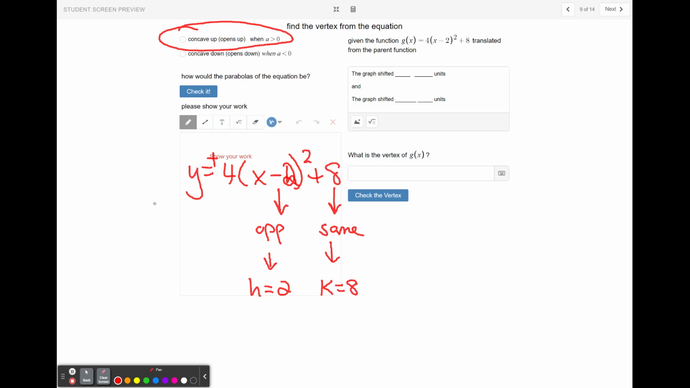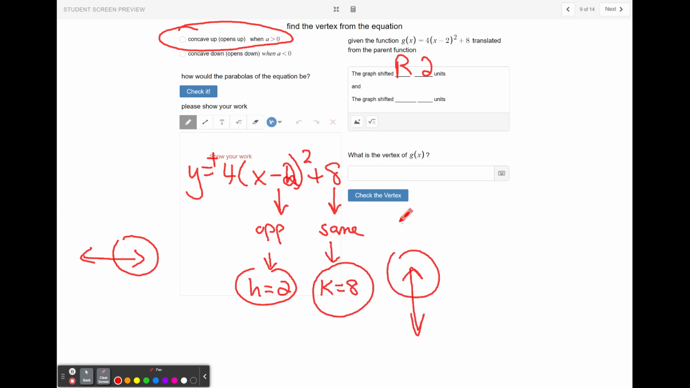Now when you were learning how to plot a point, your x is always your left and right movement. Since my h is positive, I know I have to move right 2. My k movement, or my y movement, is up and down. Since my k is positive, I know I have to move up 8. So if you do that from the origin, if you go right 2, up 8, my vertex is going to be 2, 8.